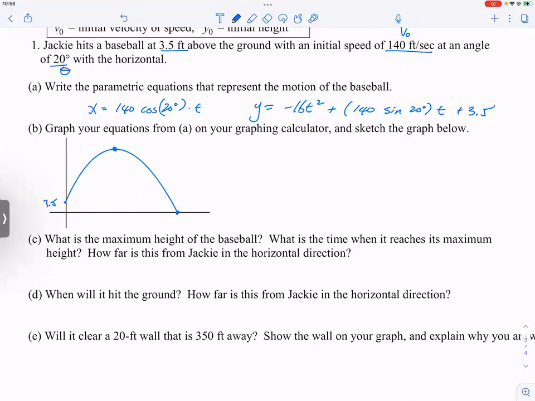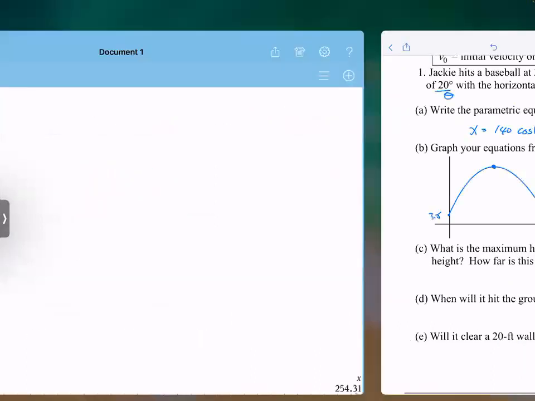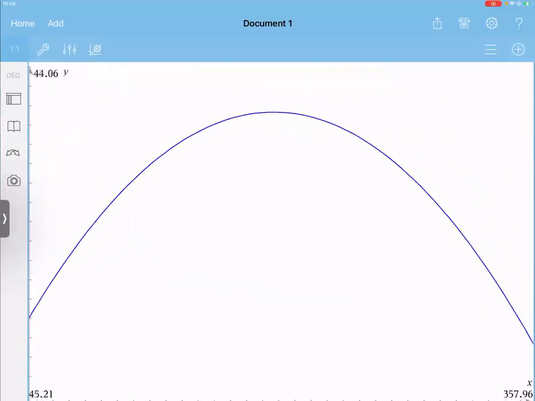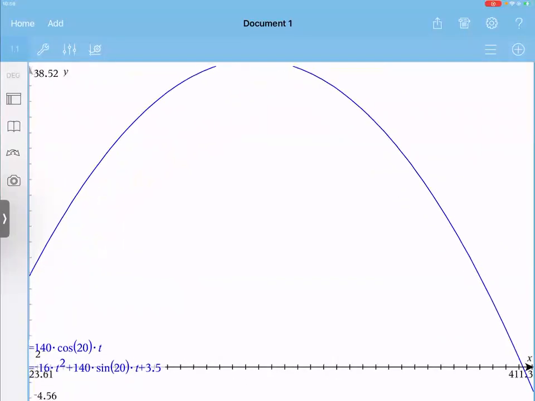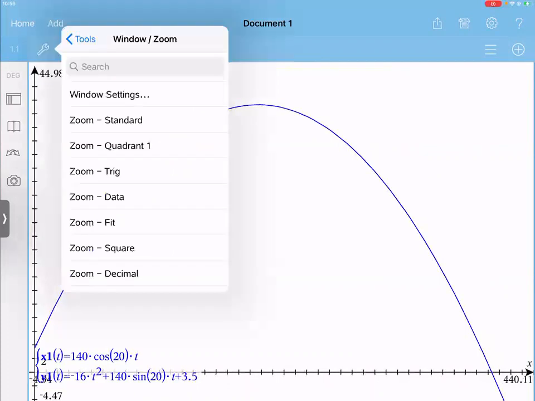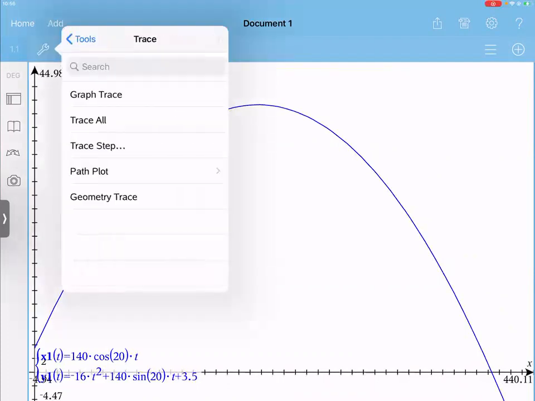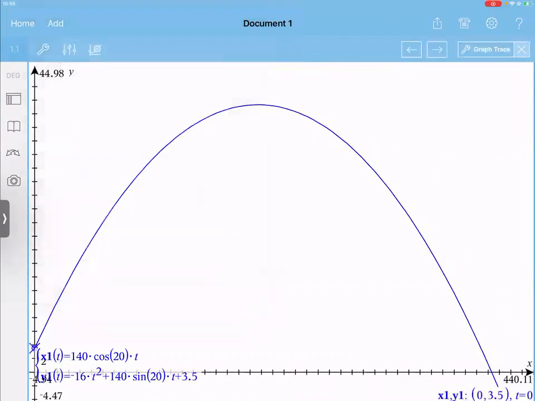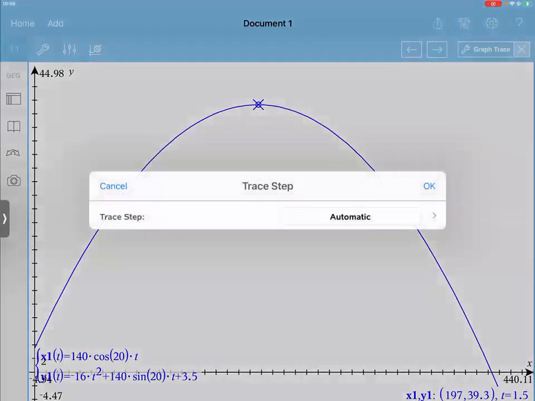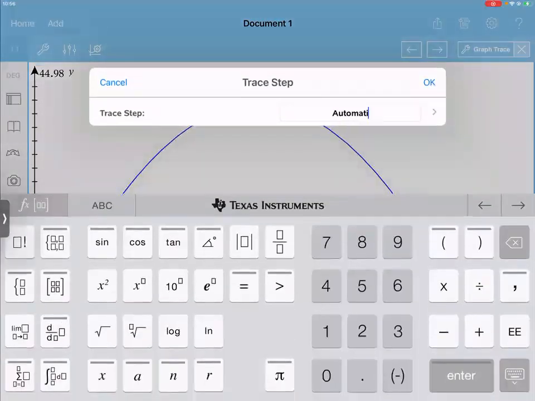So to find out the maximum height, we will go to the graph and trace it. So we go to trace, graph trace. Again, by default, the step size for time is going to be 0.1. So we'll use that step size to get closer to the maximum. And right around there, we will adjust our step size so that we can be more accurate. So 0.01.